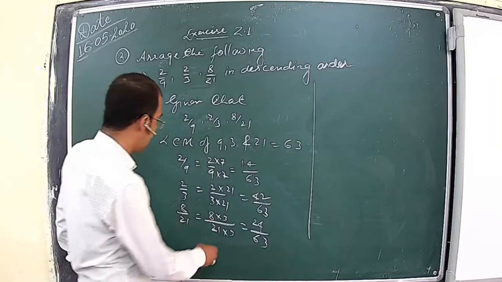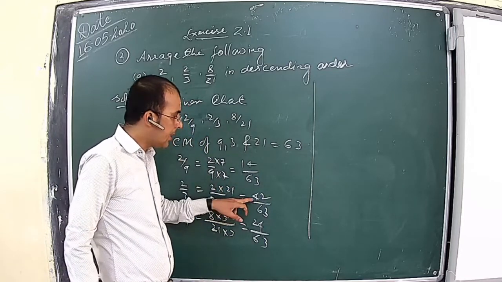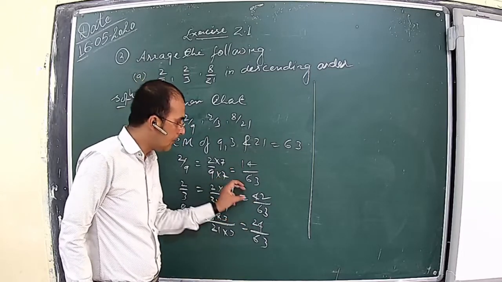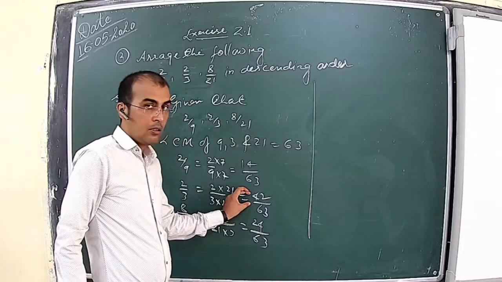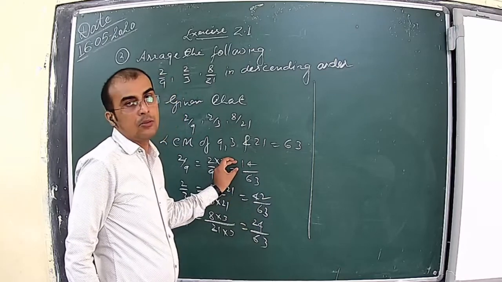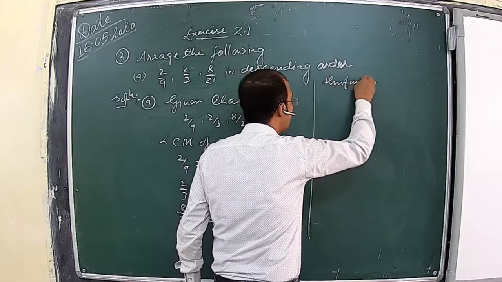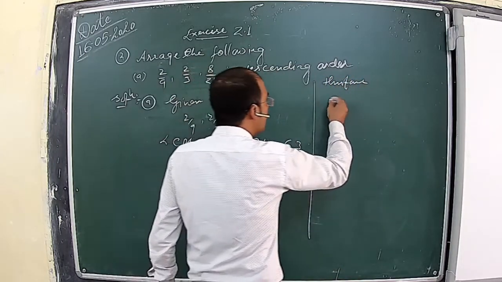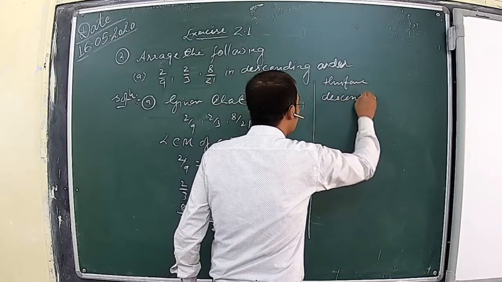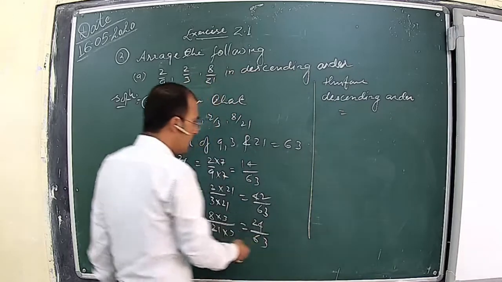Now, you can see here, which one is the greater? You can see the denominators are the same. Then you can say that 42 by 63 here, 24 here and 14 here. It means 42 is greater, then the next smaller 24, and last 14. So we can write here, therefore, descending order will equal to, the greatest number you will write.